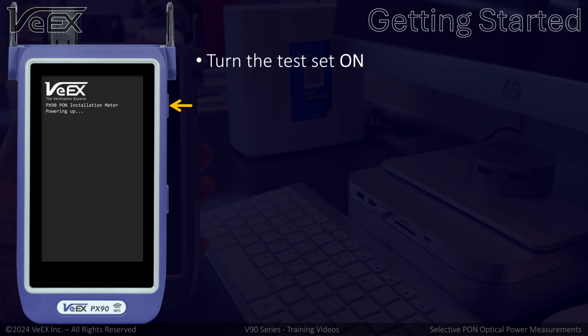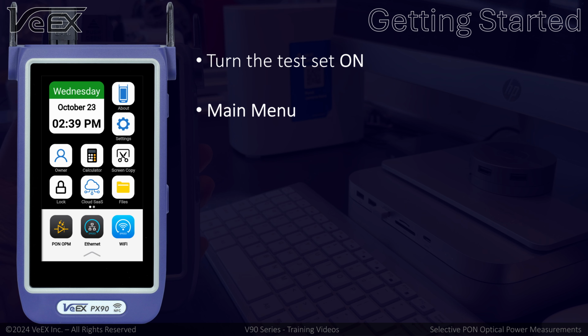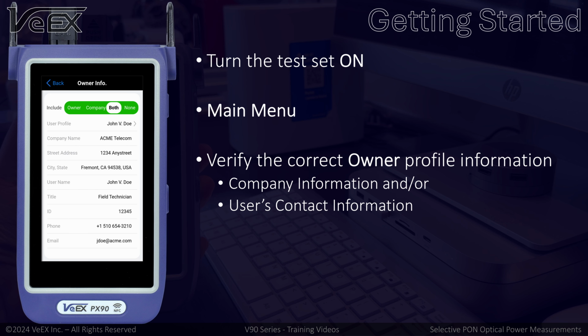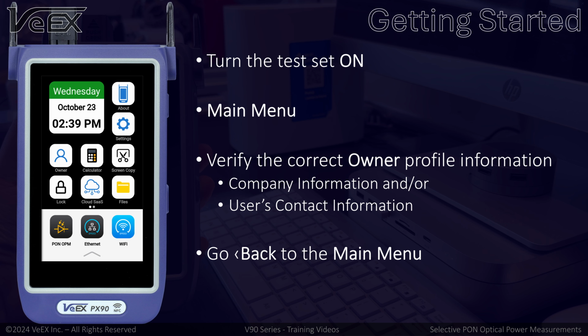Press the power button to turn the test set on. First, if you share the test set with other field technicians, let's make sure it is using your personal profile. Tap on the owner button, and make sure the correct user profile information is loaded. In this case, both the company and user information will be added to the test reports header. Then, go back to the main menu.